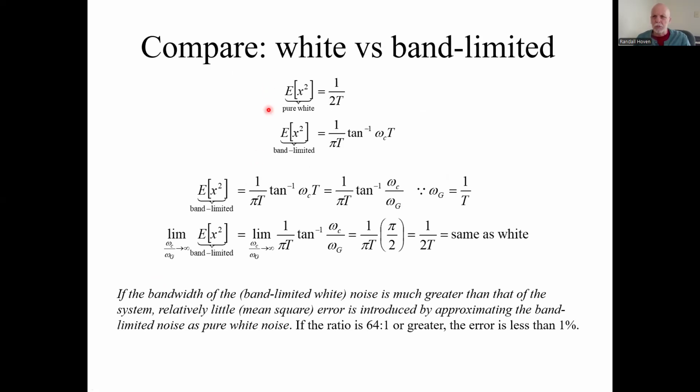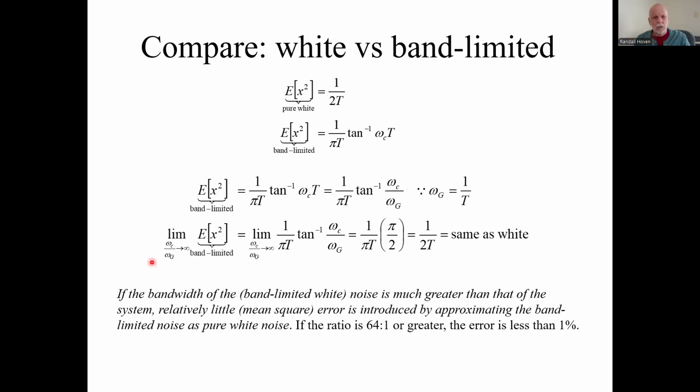We want to compare these 2: the mean square value when the input is pure white noise, and the mean square value when the input is band limited. Well, they look kind of different. But let's look at things a little. Here's the band limited case. I'm going to define this omega sub g as the bandwidth you get with the pure white noise input, so that I have this ratio of frequency.